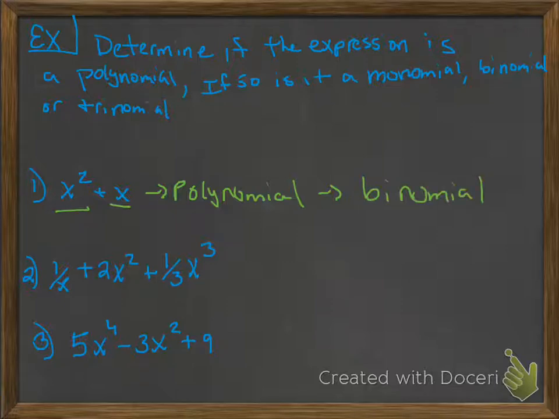Now this next one, well, 1 over x, remember when we looked at it before, it's not a mononomial. So because this is not a mononomial, this is not a polynomial.